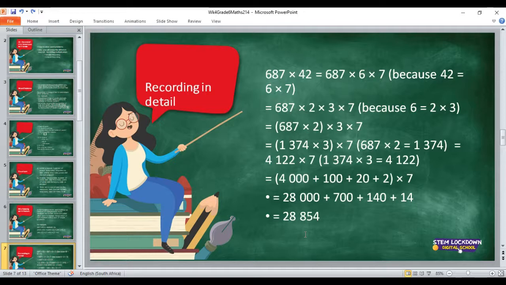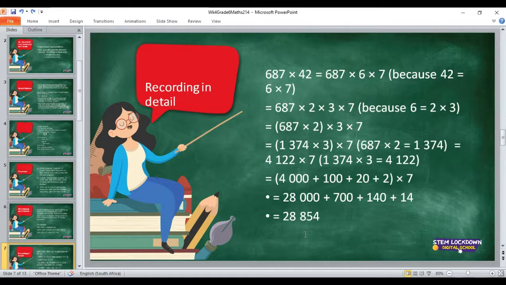Okay, we replace the product with the factor that is being broken down and the whole number that is not broken down, which in this case is 687 multiplied by 42 being the factor that is broken down, 7 multiplied by 6. Sorry about that, because 42 equals 6 multiplied by 7. Okay, we are breaking it down to 6 multiplied by 7 because we know that when we multiply 6 by 7, we get 42. Okay, and then we do our further breaking down. We say 687 multiplied by 2 multiplied by 3 multiplied by 7.